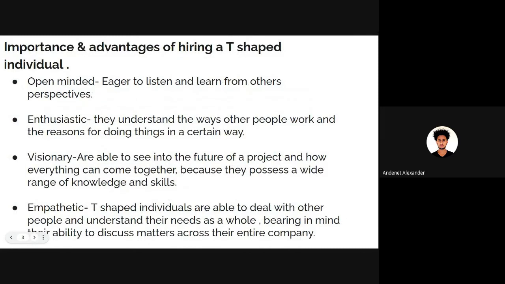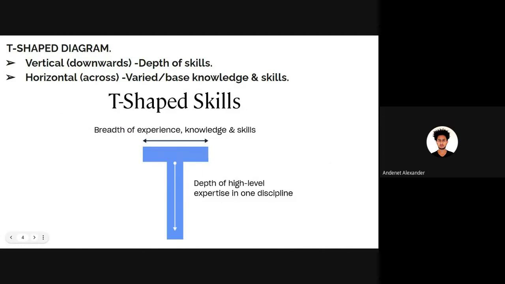So the advantage of being a T-shaped individual: T-shaped individuals are open-minded, enthusiastic, visionary, and empathetic. This open-mindedness will help them to learn from their relatives. Being enthusiastic also helps us to be very positive and keen to others. So visionaries, these are all the qualities T-shaped individuals have, and that's it. Okay, I think I've covered that, right? Yeah.